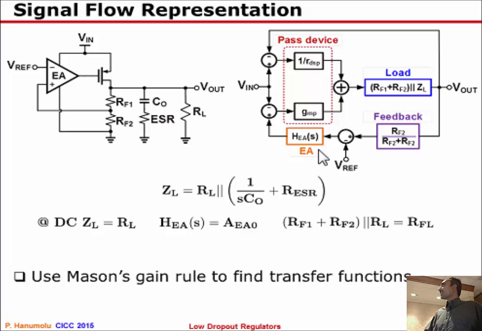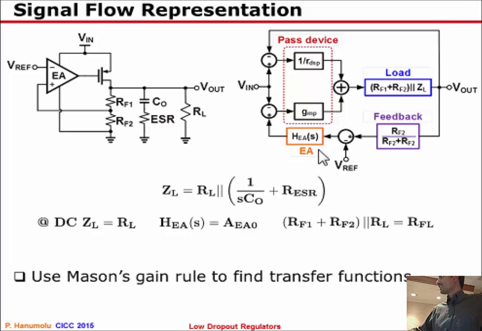You subtract that from Vin, generating the VGS, and multiplying that with gmp, the transconductance of this pass device, will give you some current here. You also have some current based on the VDS, Vin minus Vout. This is Vin minus Vout over RDS, the current generated by the output impedance. You sum them up and put it into the load, which is all of this capacitance connected in parallel.